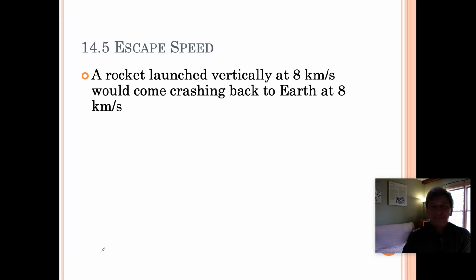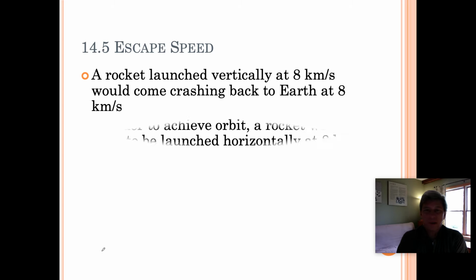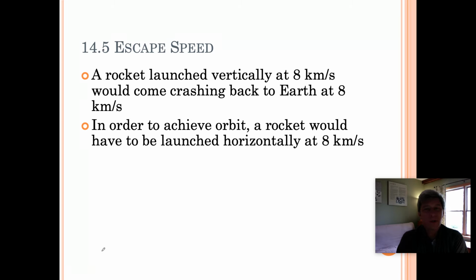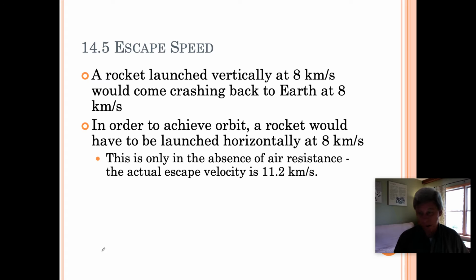Now we know that the speed required to orbit the Earth is 8 kilometers per second. But what if you didn't shoot it horizontally? You shot it vertically, straight upward. Well, it would go up at 8 kilometers per second and then come crashing right back down to the Earth at 8 kilometers per second. You'd better get out of the way, because otherwise you're going to be in a heap of trouble.